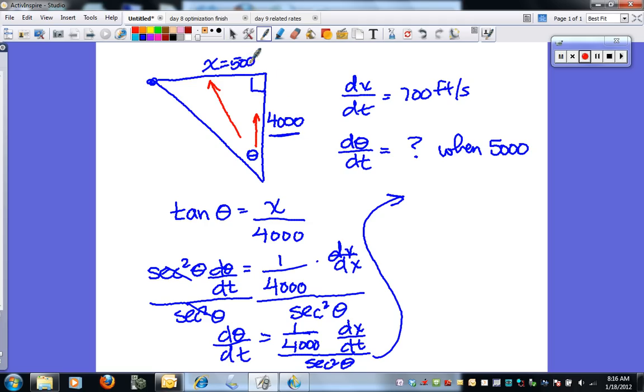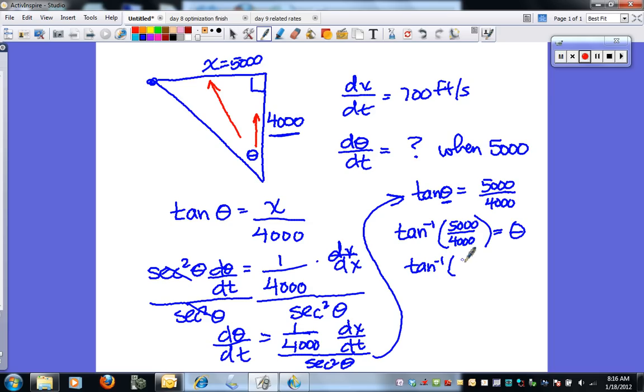We know this is all occurring when x is 5,000. So I can do tangent of theta equals 5,000 over 4,000. And now I'm looking for this angle theta, so I'd have to do the inverse. You remember the inverse tangent of 5,000 over 4,000. And you guys can do that in your head, right? No, I'm kidding. I don't expect you to do it in your head. So you would use a calculator, and it's really just 5/4 if all those zeros go goodbye-bye.